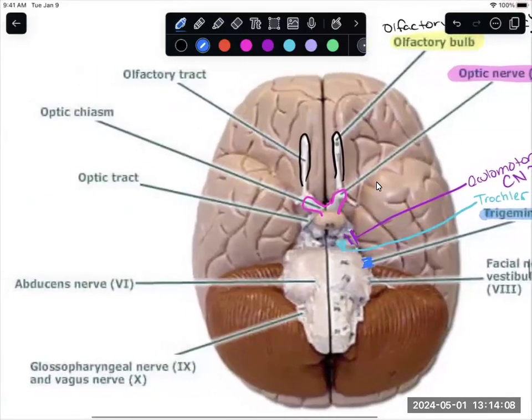Cranial nerve 6, they did actually include it on the other side. Abducens. Abducens jumps into the middle here. New color. So here's our cranial nerve 6, abducens. It also helps to move your eye.